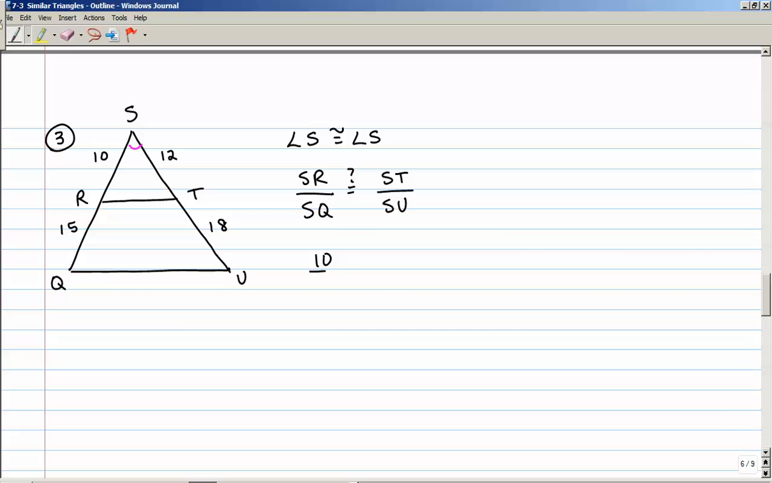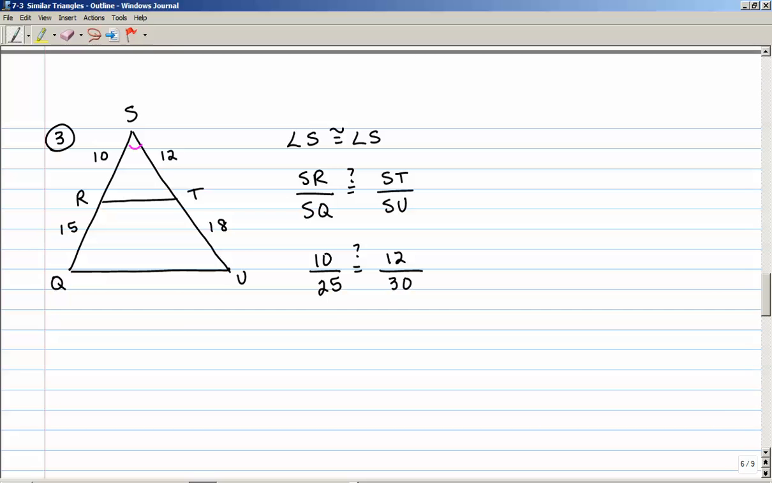So is 10 over, now this is tricky, how long is SQ? You might just want to put 15 because it's sitting there, but SQ is actually 25. Is that equal to ST, which is 12, over the whole side, not just 18, but the whole side, which is 30. And actually in your calculator, if you reduce these, this is going to, oh, hold on. My notes are a little bit different. Let me do this in the calculator here.